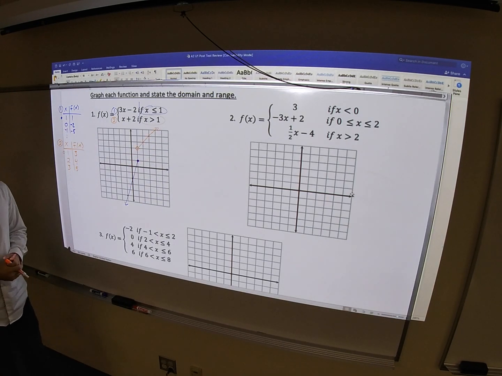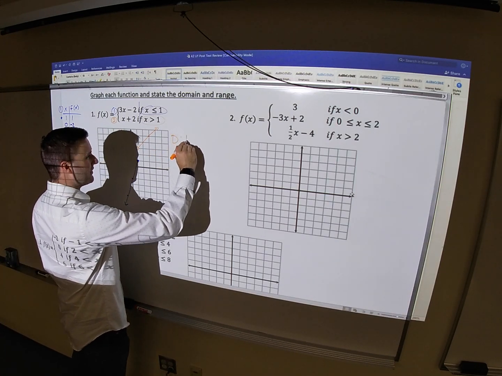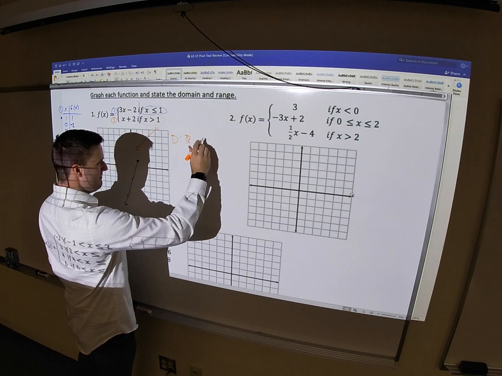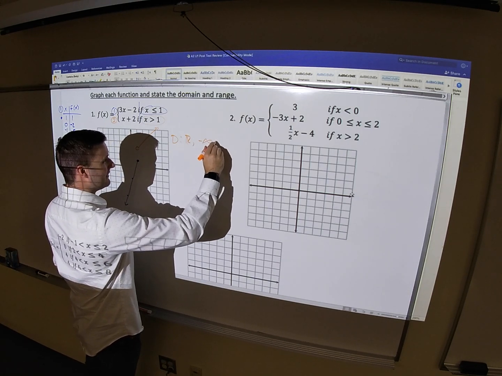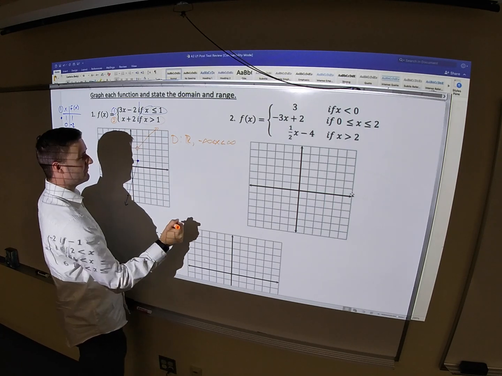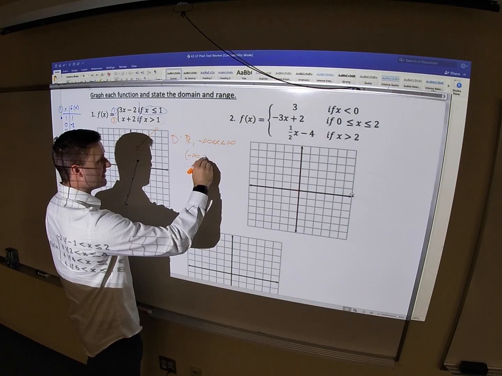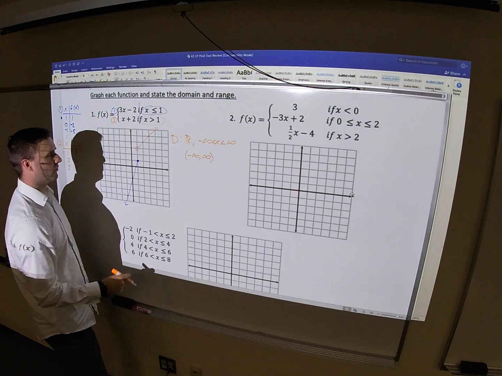Now, you may be asked about domain and range. So our domain is all real numbers. So we can write all real numbers like that. You can say it's from -infinity to +infinity. You could say interval notation. We use parentheses, -infinity, +infinity, however you want to write it.